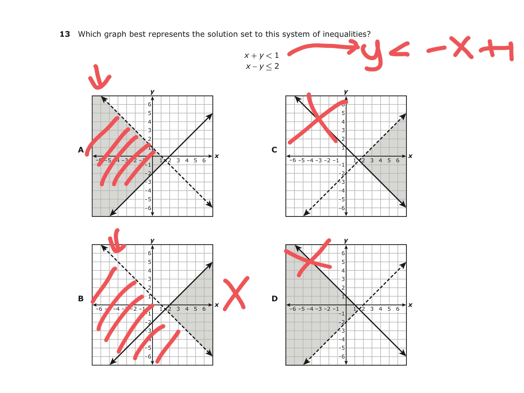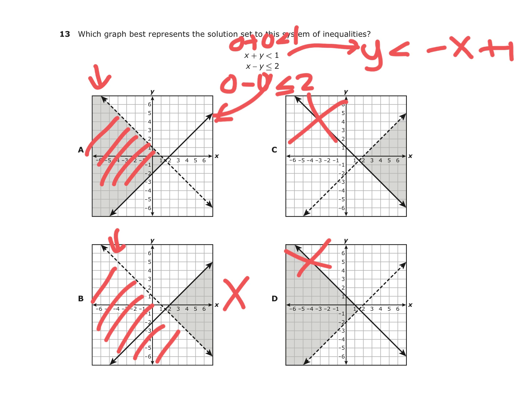We haven't taken a look at the second equation. x minus y is less than or equal to 2 is going to be this one right here. What we can do is find a point. The origin is 0, 0, and it's in both, so we plug in 0, 0. 0 plus 0 is less than 1. Yes, it is. So it checks on the first one. And the second equation, 0 minus 0 is less than or equal to 2, and it is. 0 is less than 2.